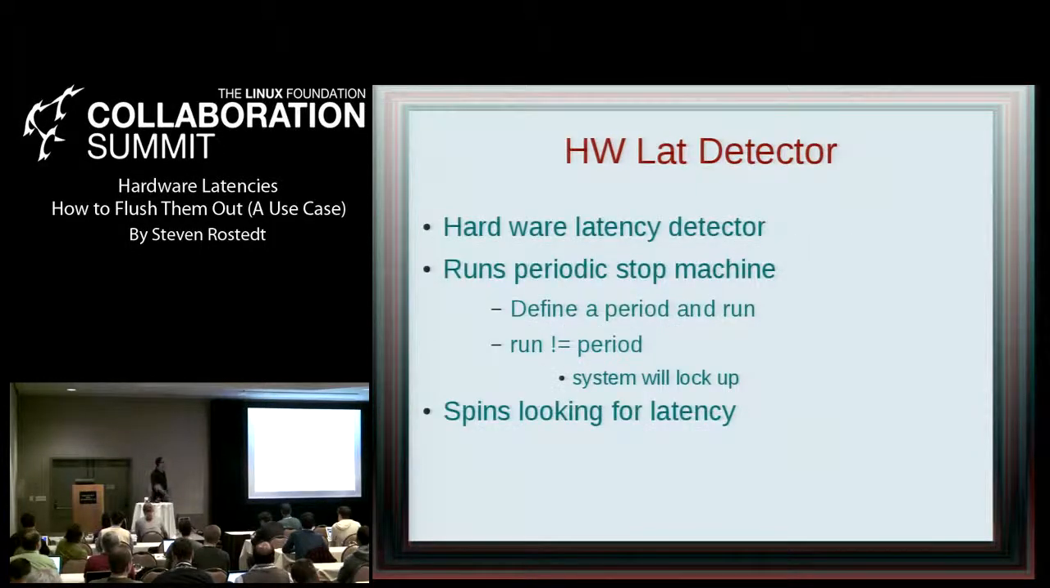So, the hardware latency detector, what it does is it's called stop machine, has one CPU spin like crazy and does a little check: timestamp, give me the diff, timestamp, give me the diff. If the diff is ever big, that means something really weird happened. You define a period and run, because if you let it run for 10 minutes, the system will crash, because stop machine can't run for 10 minutes, as you basically lock up the entire system. There are things in the system that need to be done. So it spins around looking for latency.